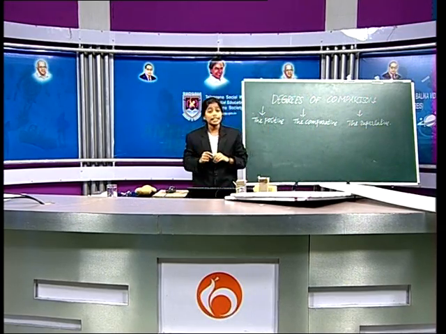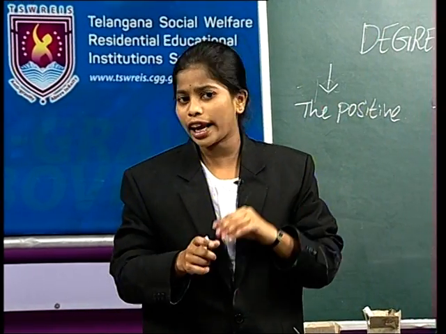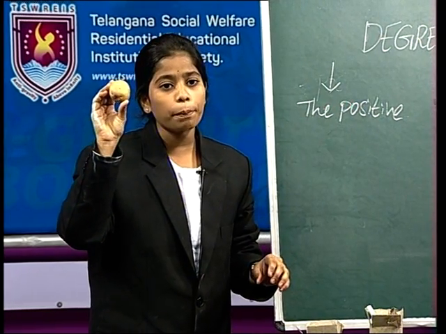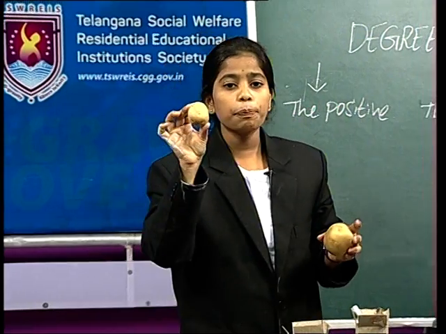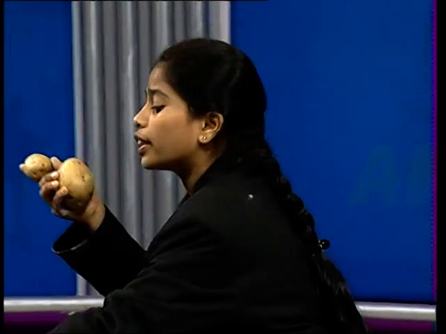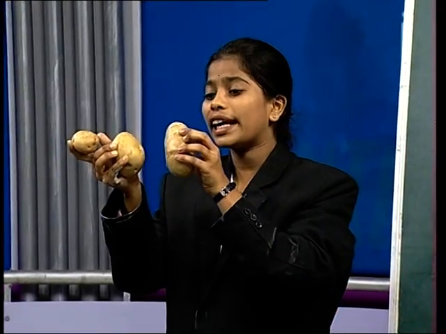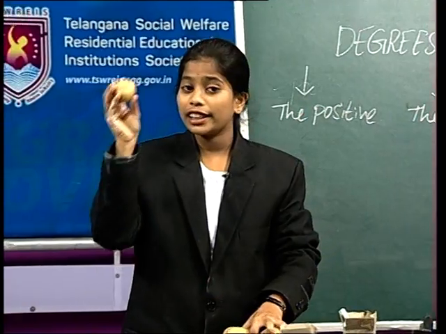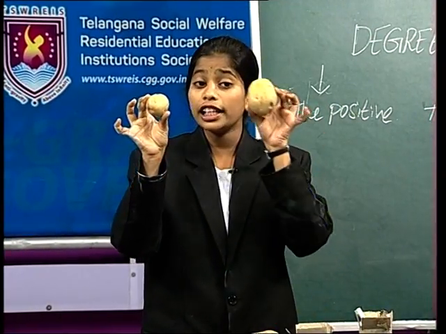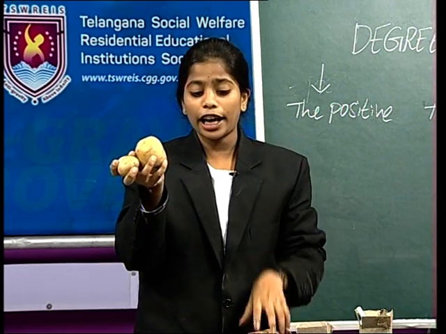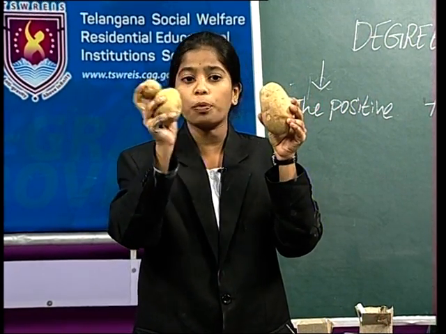Friends, let us understand a lot. We have to take some more examples. Friends, this is a potato. This is a big potato. But this potato is bigger than this potato. And this potato is the biggest of these potatoes. So, look at friends, this is a big potato. This potato is bigger than this potato and this potato is the biggest of these potatoes.